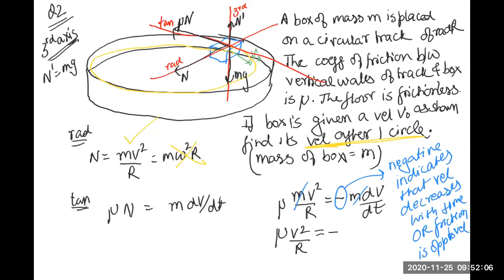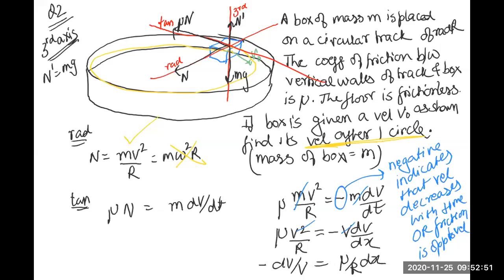Because dv by dt has time in it, and I'm not interested in time, what should I write? I should write here v dv by dx. Remember that dv by dt and v dv by dx are the same thing. So now I can cancel out one v, and I can rewrite this equation as minus dv by v, I have written the v terms on one side, is equal to mu by r into dx.